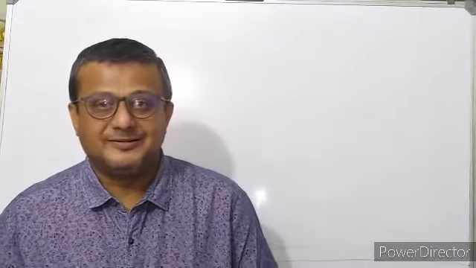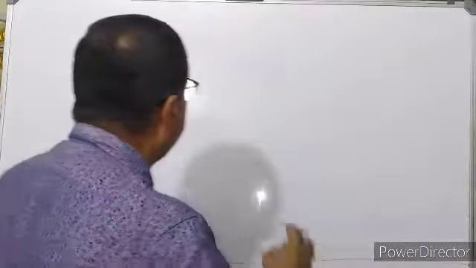Good morning, children. Today's topic is collision. What is collision? It is the interaction between two bodies. Interaction means when two bodies collide with each other. It is of two types. One is called elastic collision and the other is called inelastic collision. Today we will see elastic collision.